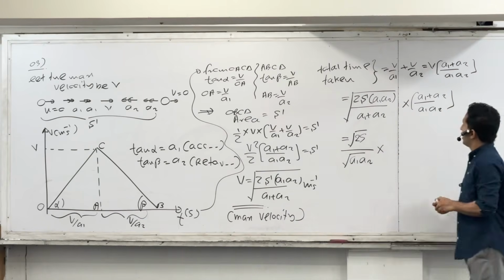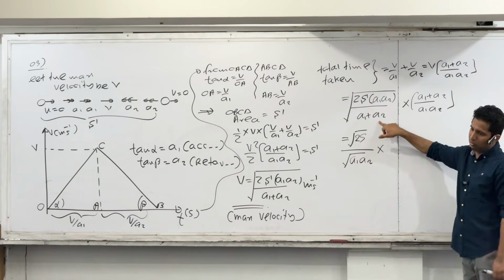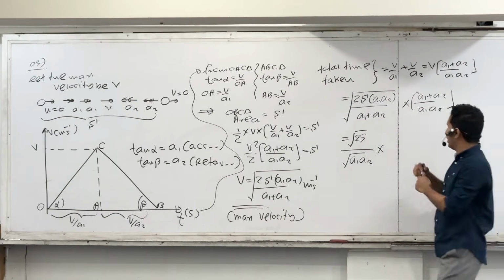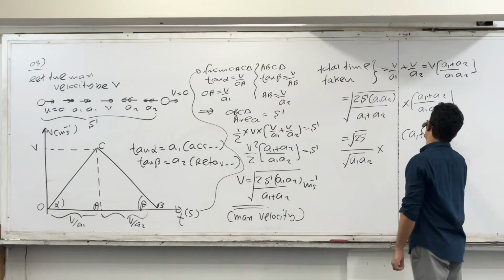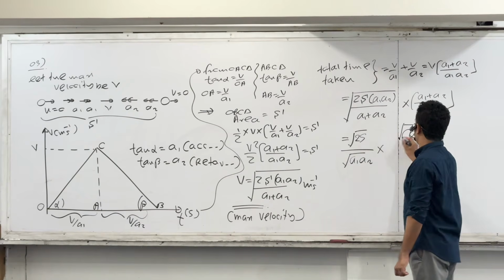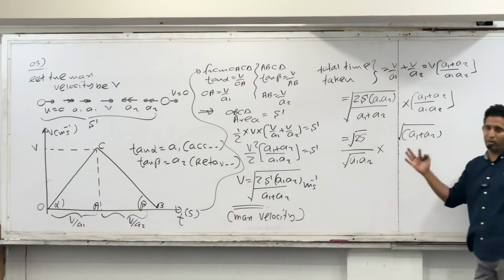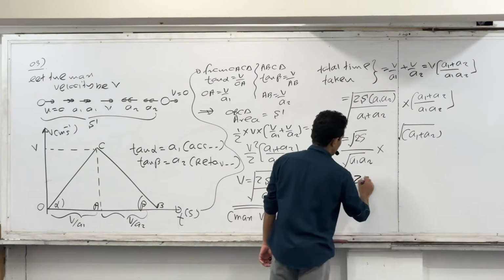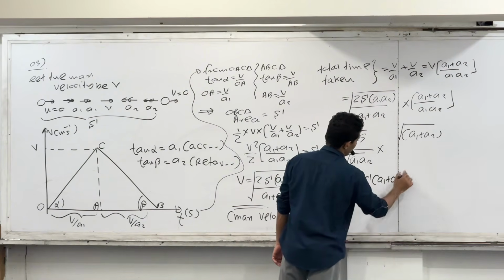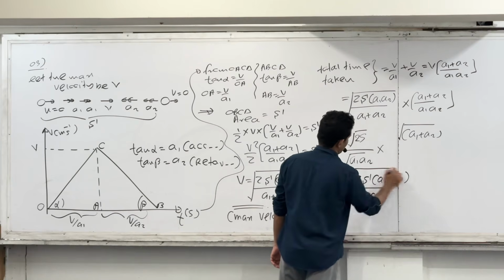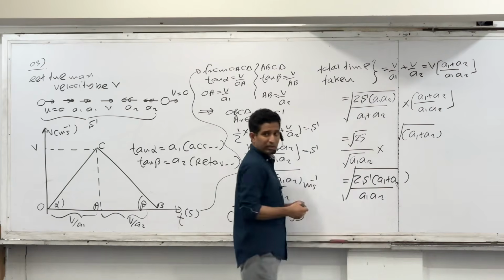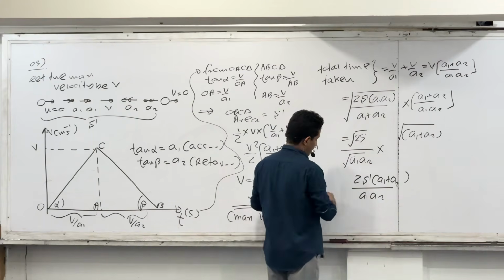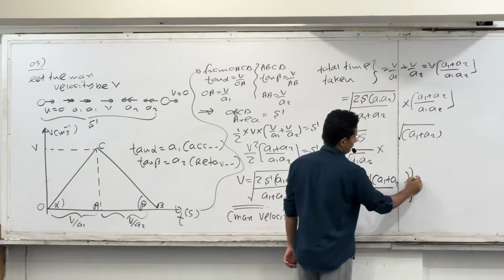What else happens? A1 plus A2 root. Here A1 plus A2, so one cancels and A1 plus A2 root is remaining. Now this is root, this is root, this is root, so you can merge them. The answer, total time taken, is 2s times A1 plus A2 divided by A1 A2, whole thing is square root. Actually, instead of the whole thing being square root, you can put it to the power half. That's what has happened in the answer.